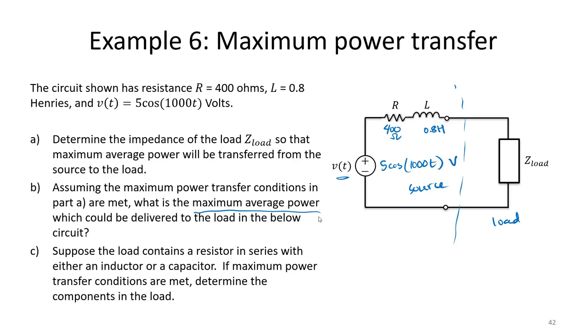And in the last part, we are told to assume that the load contains a resistor in series with either an inductor or a capacitor. And if we assume maximum power conditions are met, we are asked to determine what components the load contains. So let's go through this step by step. If you'd like, you can pause the video and try it yourself first.